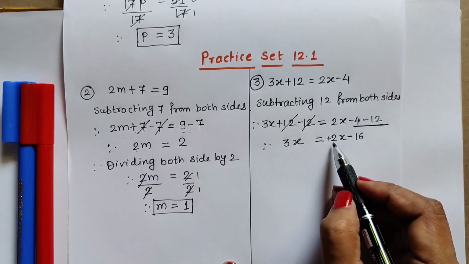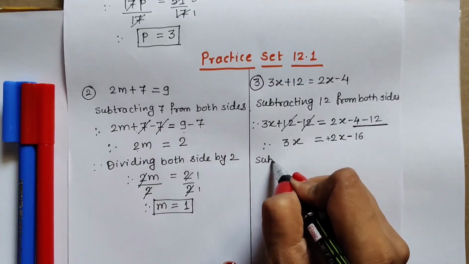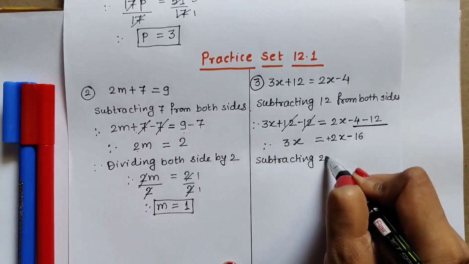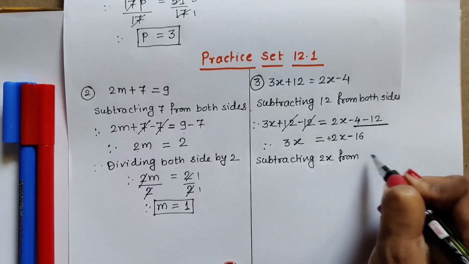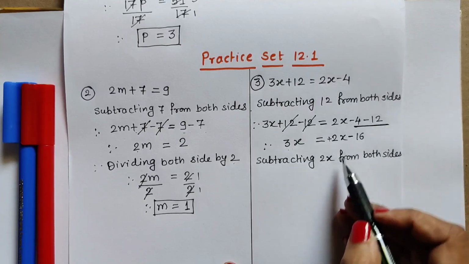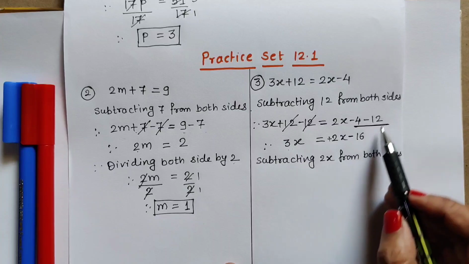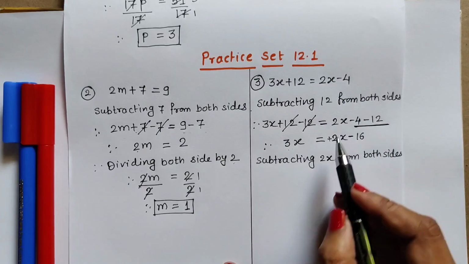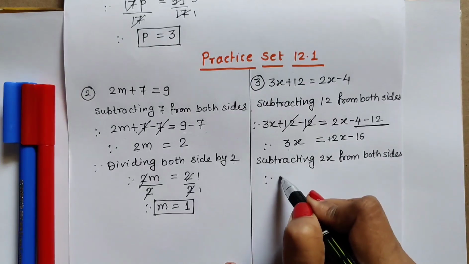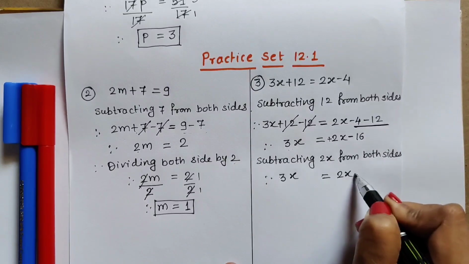So here it is plus. When we transfer it becomes minus. So again, subtracting 2x from both sides. As I have told you, variable terms we have to keep on transferring to the left hand side, and constant terms we have to keep on transferring to the right hand side. So this 2x we have to transfer to the left hand side. So we write both the sides again: 3x is equal to 2x minus 16.